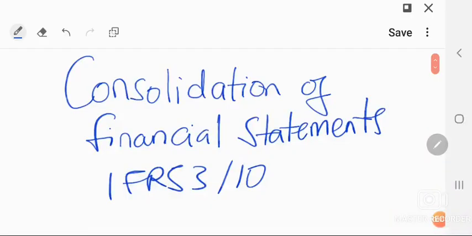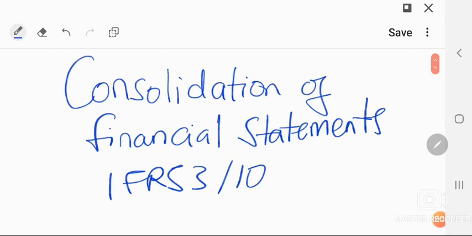So this video is on the consolidation of financial statements. This is defined by the standards IFRS 3 and 10. Both will give you the rules of consolidation. Well, how do you know when a company consolidates? What are the rules that cover the consolidation of financial statements?